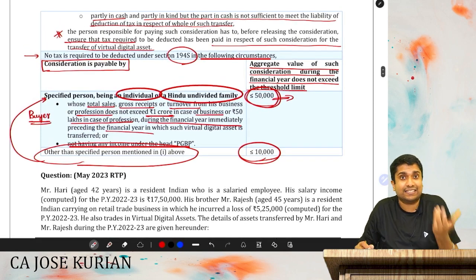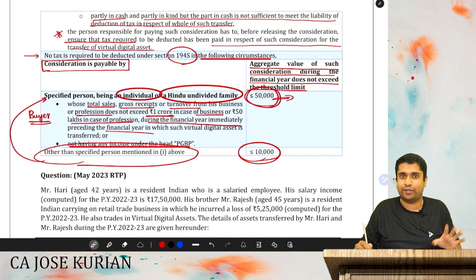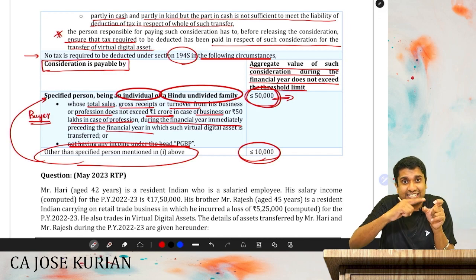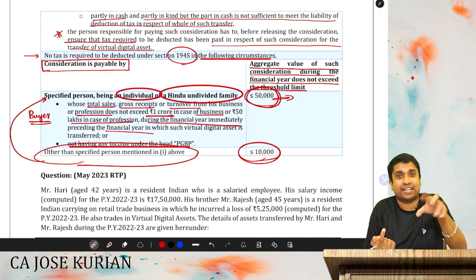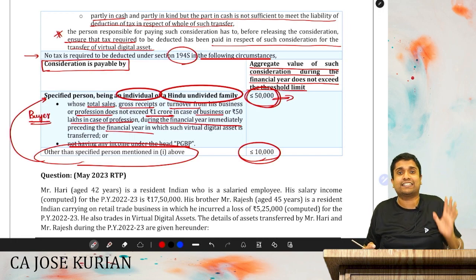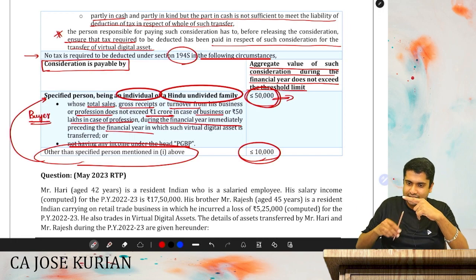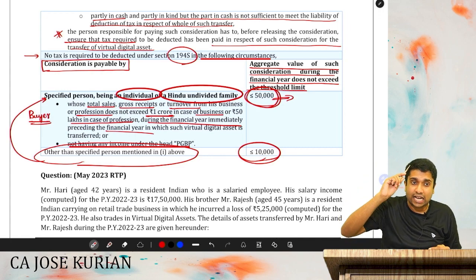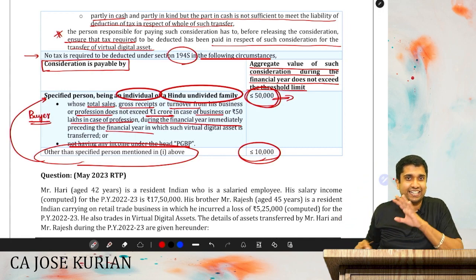If the amount exceeds this amount, then definitely TDS is required to be deducted. Otherwise, no. So this is a threshold. Once the consideration exceeds either 50,000 or 10,000 as the case may be, you need to mandatorily deduct TDS on the entire amount. Once the amount crosses the threshold, you need to deduct TDS on the entire amount. I hope it is clear for you.